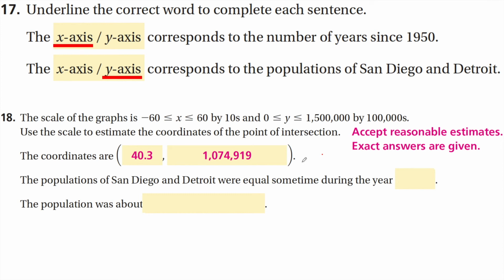So the population of San Diego and Detroit are equal sometime during the year. In this case, it's going to be 1950, because that's our starting point, but then we're going to add the 40 years on top of it, which will give you somewhere in the 1990 region. So it's going to be during the year 1990, and the population will be roughly 1,074,919. And technically it's going to be roughly 1,075,000 that they're going to put.